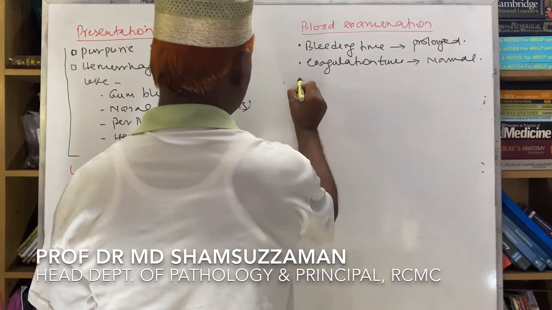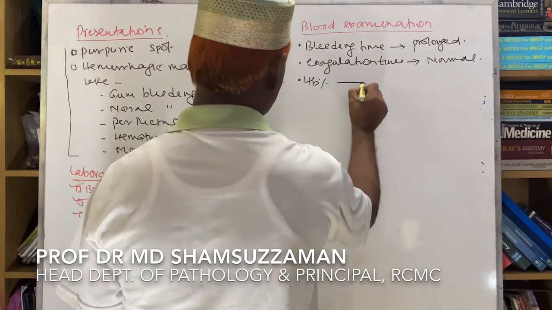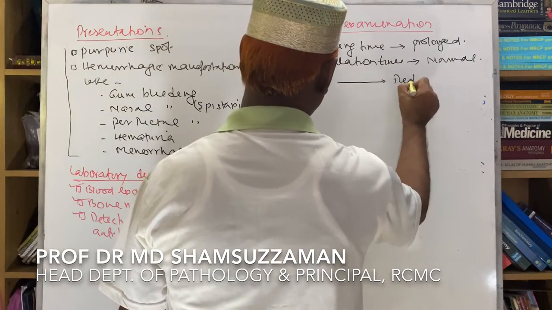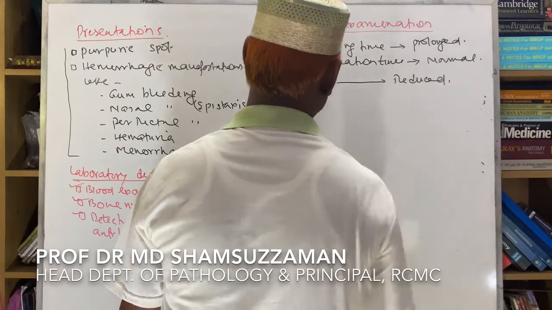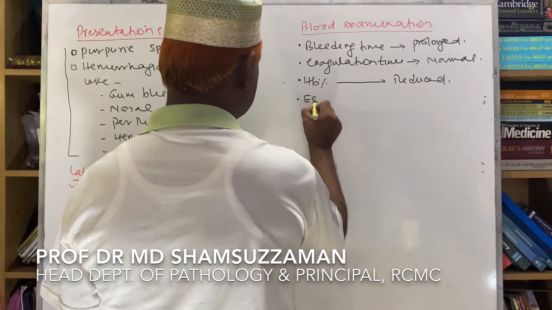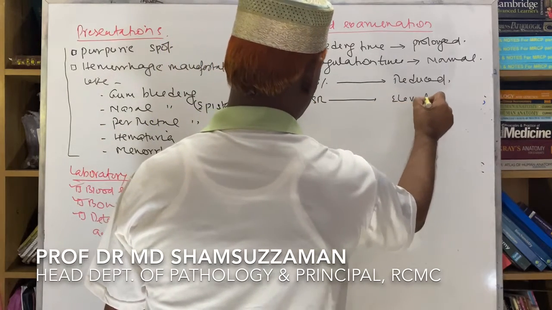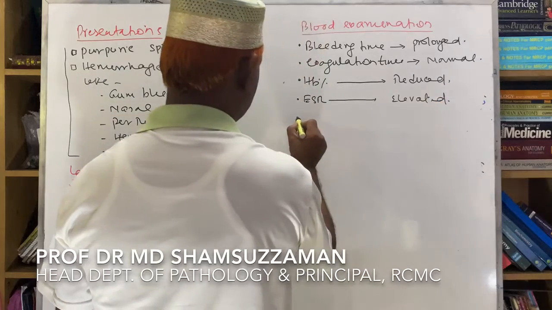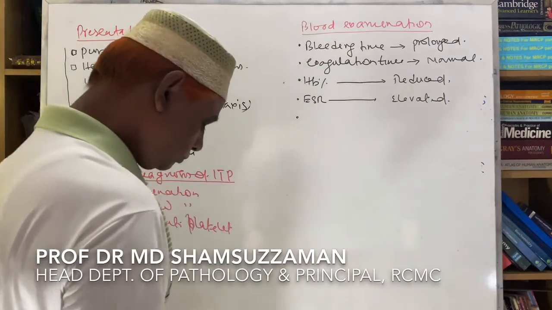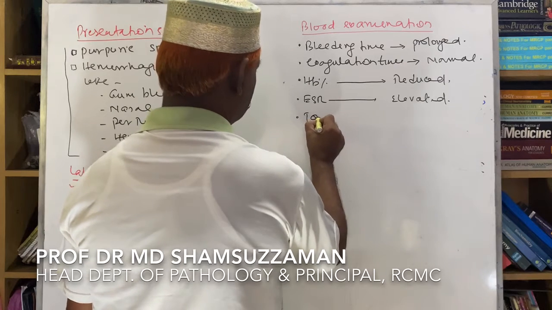Then we have to do hemoglobin. It will be reduced. That is, patient is anemic. Then we have to do ESR. It will be elevated. Then we have to do tourniquet test.